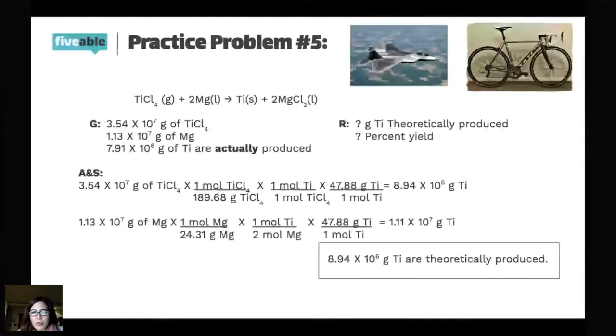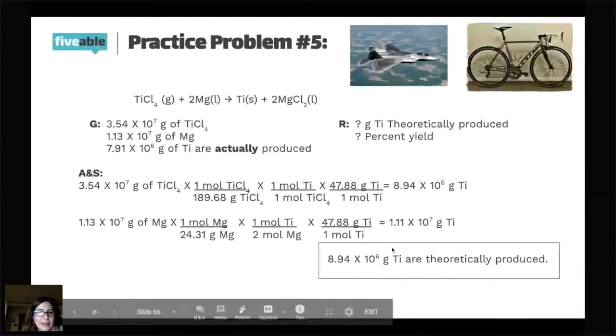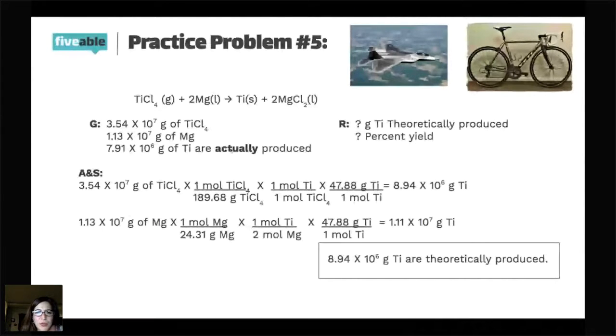Okay, so we're going to move on. So as I mentioned before, all these calculations are theoretical. We don't know the conditions that the reaction has to take place on. So on paper, like in theory, this is how much we'll get. But they're telling us that that was not the case. They're telling us that this lesser amount of product was actually produced.